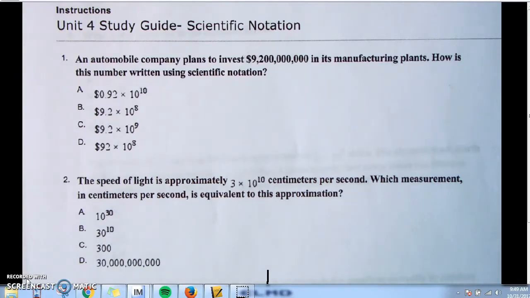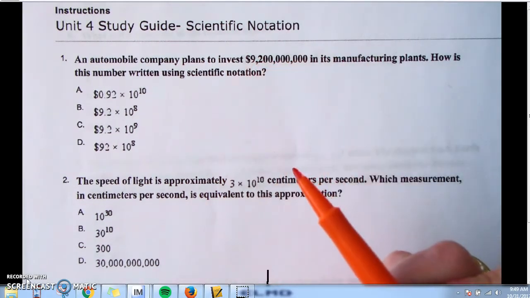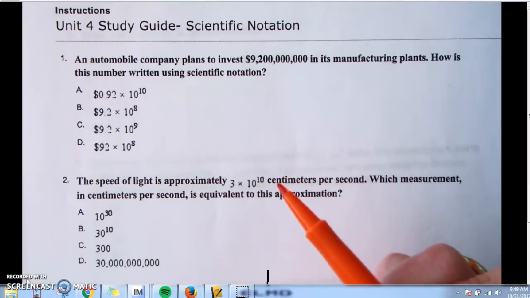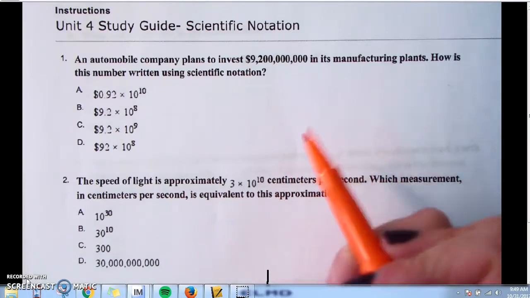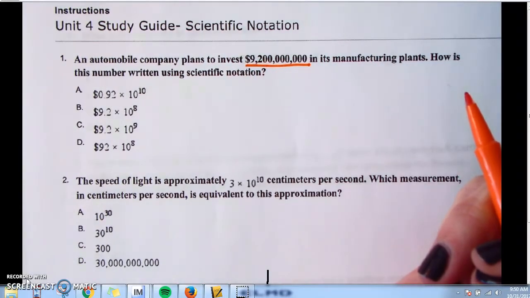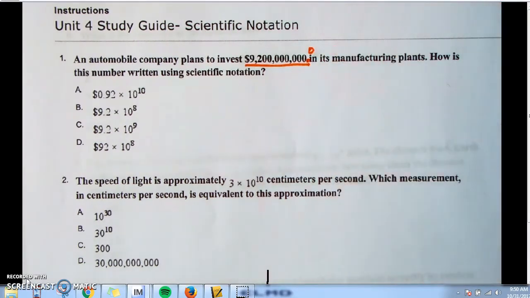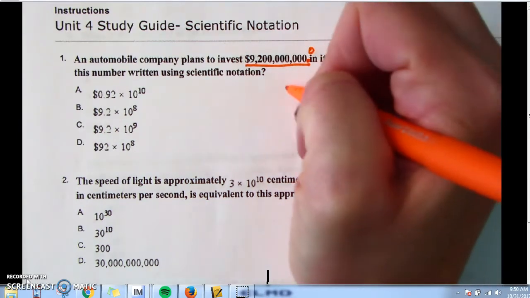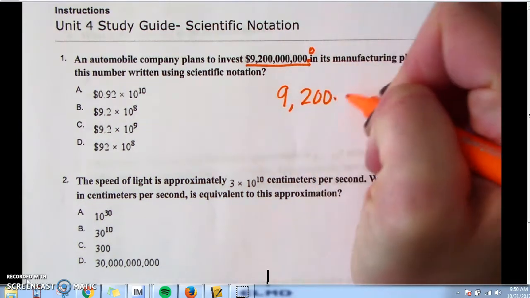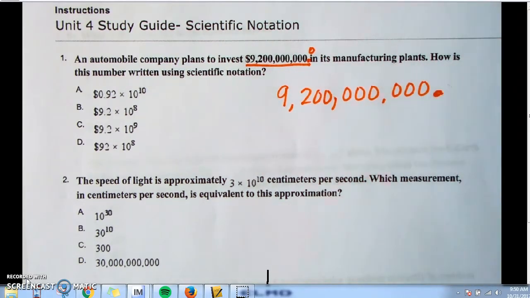The first problem says an automobile company plans to invest $9 billion in its manufacturing plants. How is this number written using scientific notation? A lot of words, but all we really have to do is take this number and write it in scientific notation. Remember, on this number right now, the decimal is right here at the end, because if I put 0.0, that still says 9,200,000,000, right? So I have 9,200,000,000 with a decimal point right here at the end.